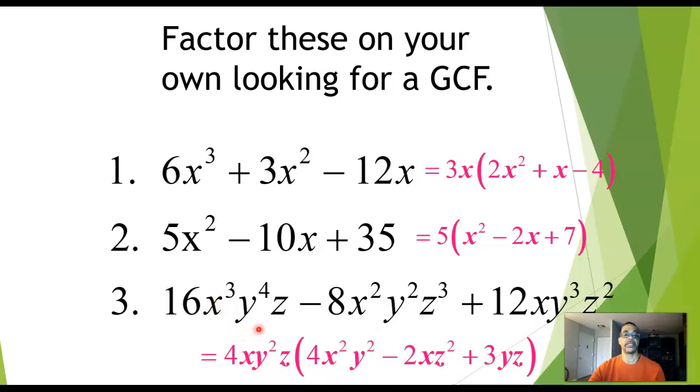It divides into 16x cubed y to the 4th z, 4x squared, y squared times... 4 goes into 8 2 times. x goes into x squared, x times y squared over y squared is 1, so you don't have a y in this one. They go away, got factored out. And then z into z cubed is z squared. Plus, let's say 4 goes into 12 3 times. x over x is 1, so there's no x's here because it got factored out. And then y squared goes into y cubed, leaving 1y. And then z squared divided by z leaves 1z.